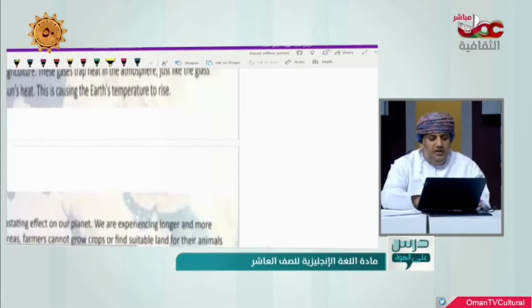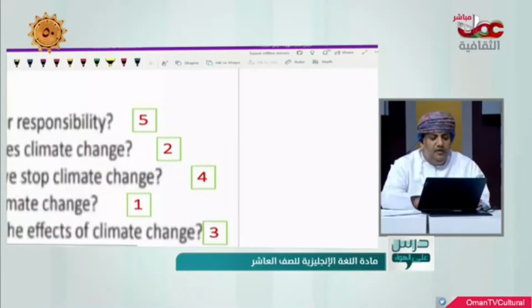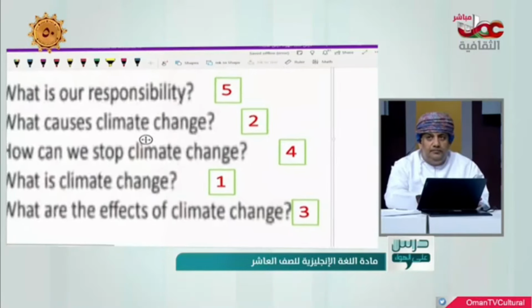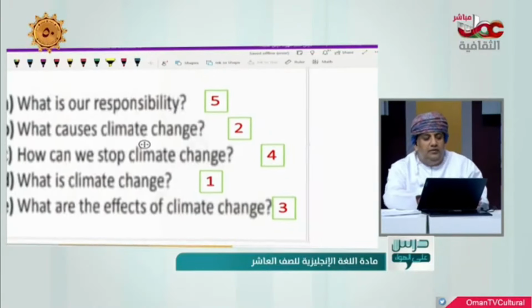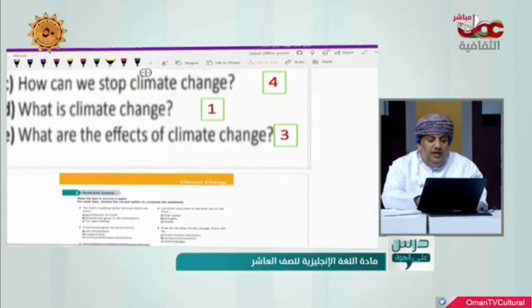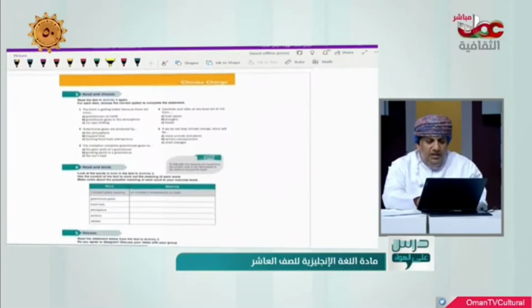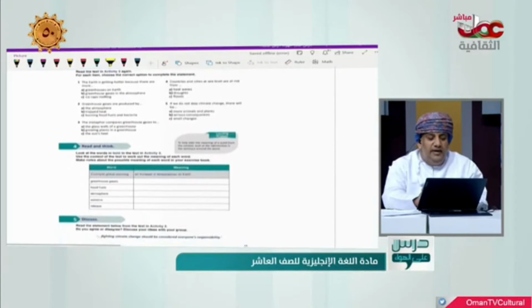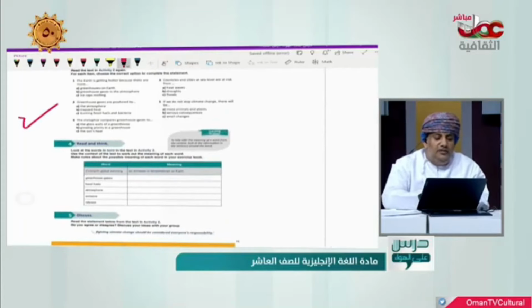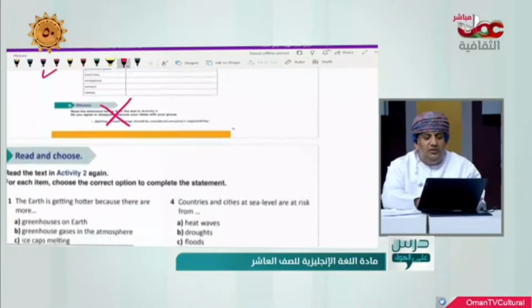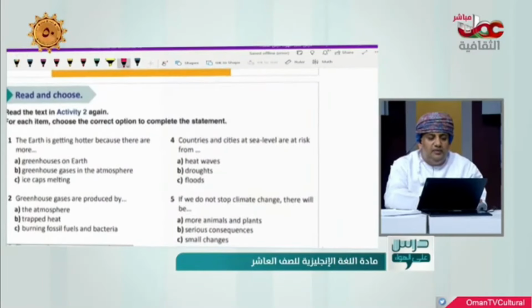So the answers, let's check our answers together. Here, this is the answers for these questions. Okay. Now, let's go to page number 15. Page number 15, we have 3 questions or 3 activities. Activity 3, activity 4, and activity 5. We are going to do activity 3 and activity 4, but we are not going to do activity 5 because it is cancelled. So let's look together to activity 3.